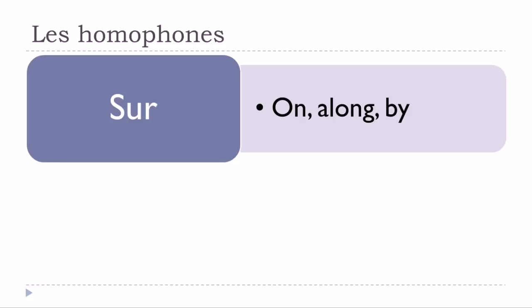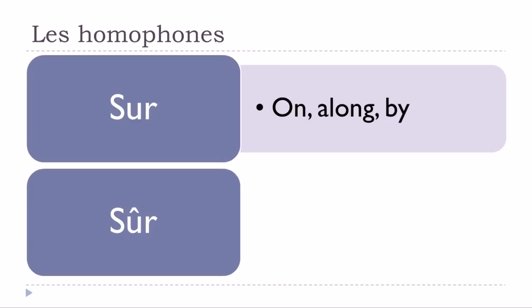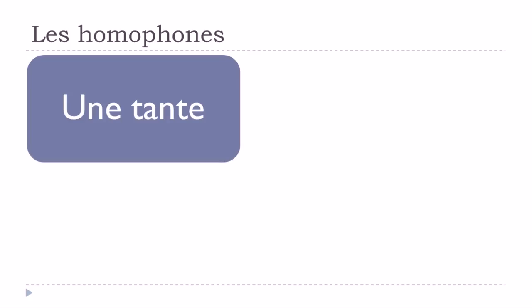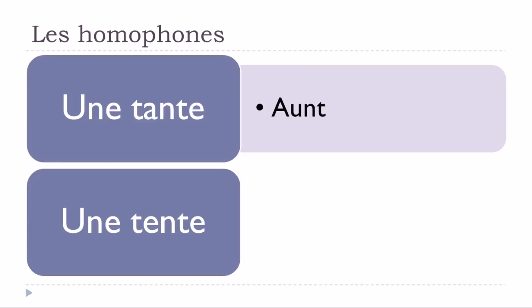Sûr. Sûr. Okay, even if you've got this accent circumflex, you don't pronounce it, so you get the same pronunciation, sûr and sûr. Une tente. Une tente. Okay, so it's exactly the same pronunciation, even if you get a here, here, and a here. Okay, and both of them are feminine. Une tente.